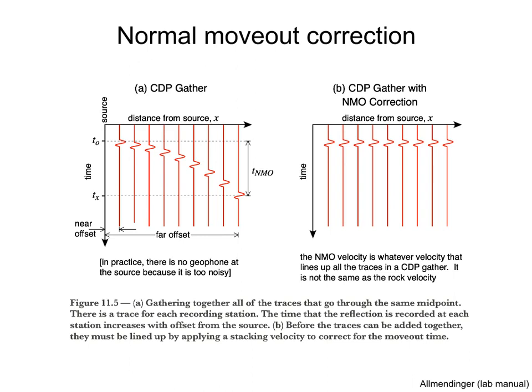This is called a normal move-out correction. The normal move-out velocity is the velocity that lines up all the traces in the CDP gather. After that, we can add the traces to get the signal. This process is repeated for all CDP gathers.